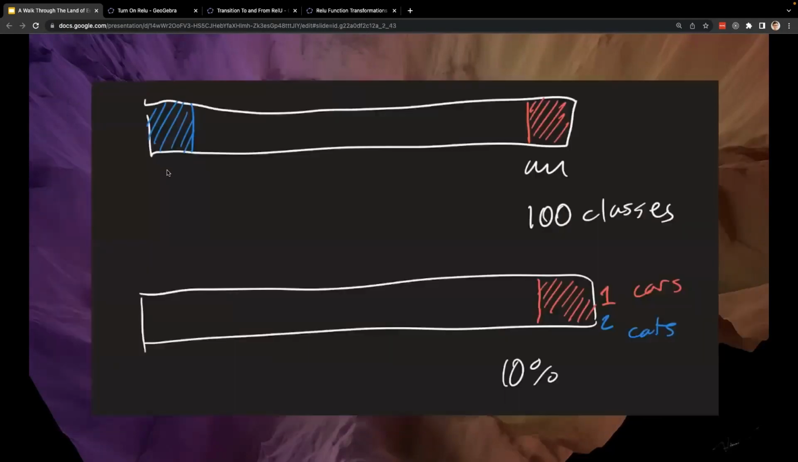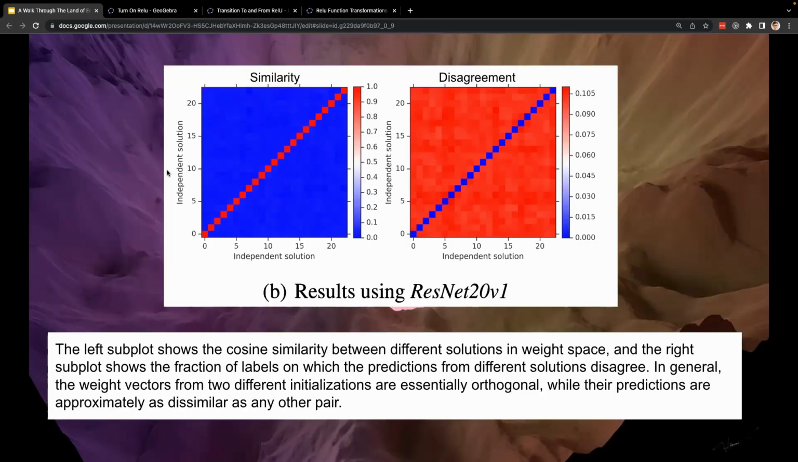Yeah, go ahead. So I'm just wondering, is 10% significant? If it was 5%, would it have been okay? Because we know that there is some variability, right? I was just wondering how much variability is okay. Well, I think if these are about 90% accurate and they're disagreeing on 10%, that means they're disagreeing on essentially everything they're not getting right. Right? I see. So yeah, I think it's significant.